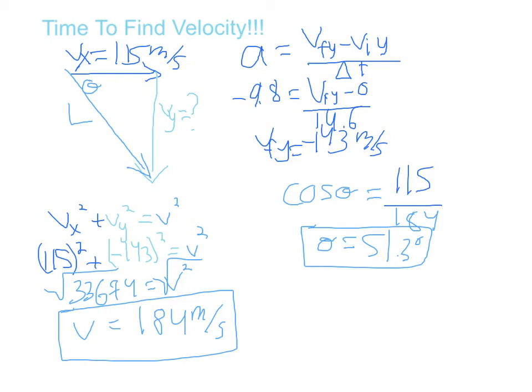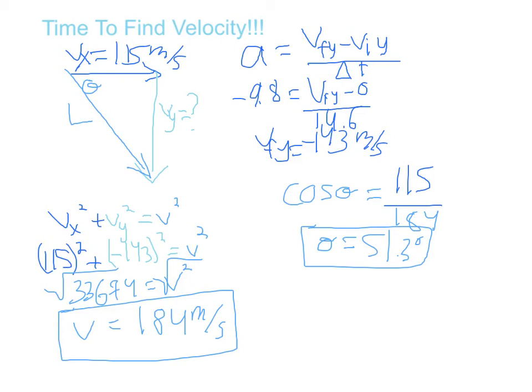The first step in order to find the resultant velocity is that we need to find the velocity in the y direction. To do that, we can plug into the equation acceleration equals final velocity minus initial velocity over the change in time. That's what delta t means. So we plug in negative 9.8 for acceleration. We don't know the final velocity there, but we know the initial was 0. And we have the time that we just found, 14.6 seconds, from the previous part of the problem.